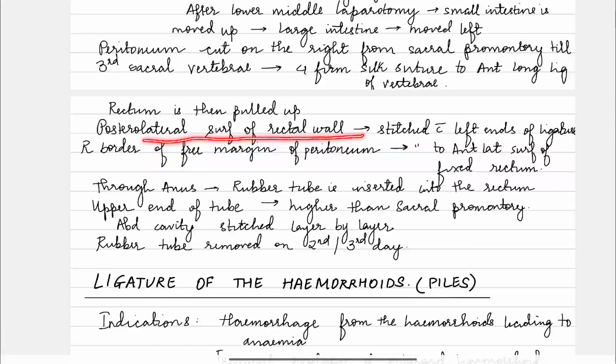Posterior lateral surface of the rectal wall stitched to the left end of the ligature. Right border of the free margin of peritoneum is stitched to the anterior lateral surface of the fixed rectum. Through anus, rubber tube is inserted into the rectum. Upper end of the tube higher than the sacral promontory. Abdominal cavity stitched layer by layer. Rubber tube is removed on second or third day.